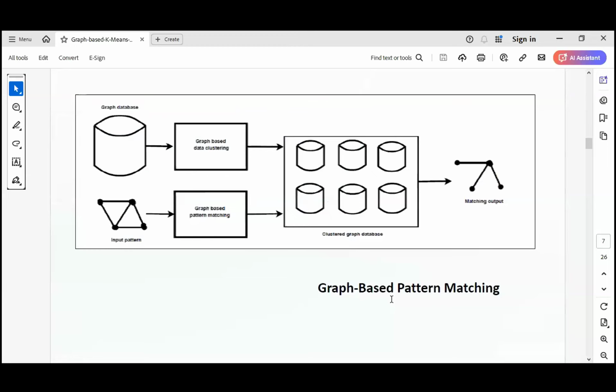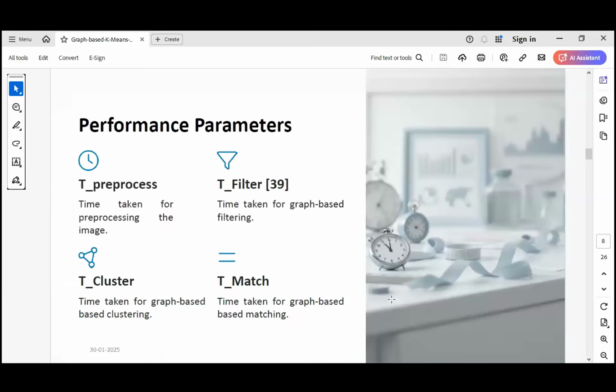So why are we doing clustering? Because by clustering, we are going to reduce graph matching time drastically. We have used performance parameters like pre-process, that is the pre-processing time taken for every symbol or input image. Another parameter is the time for filtering the database.